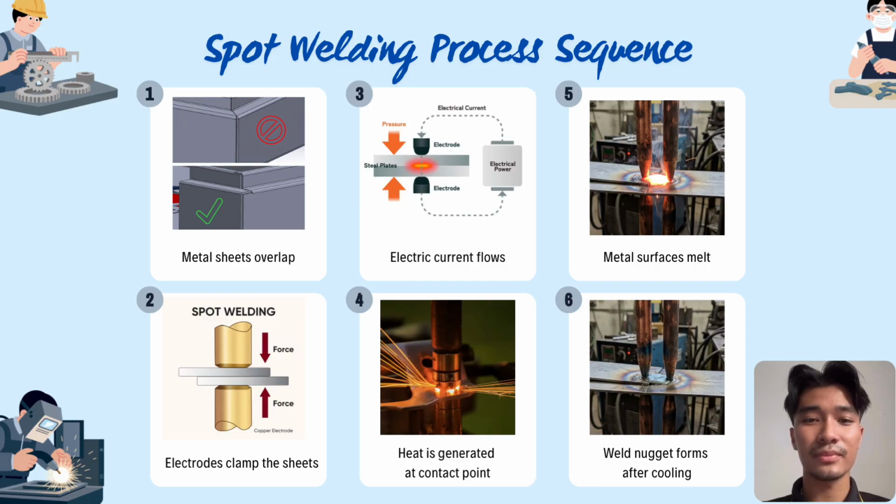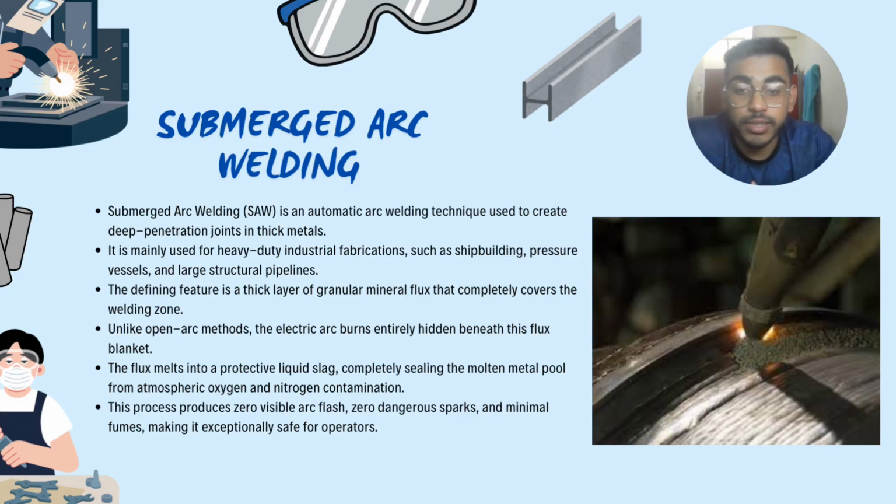Thank you. Right, moving on to my first section, let's discuss the technique definition of submerged arc welding, which is commonly abbreviated as SAW. To define it simply, SAW is an automatic arc welding technique specifically engineered to create deep penetration joints in exceptionally thick metals. Because of this capability, it is a primary choice for heavy-duty industrial fabrications where structural integrity is critical, such as in shipbuilding, pressure vessels, and large cross-country structural pipelines.